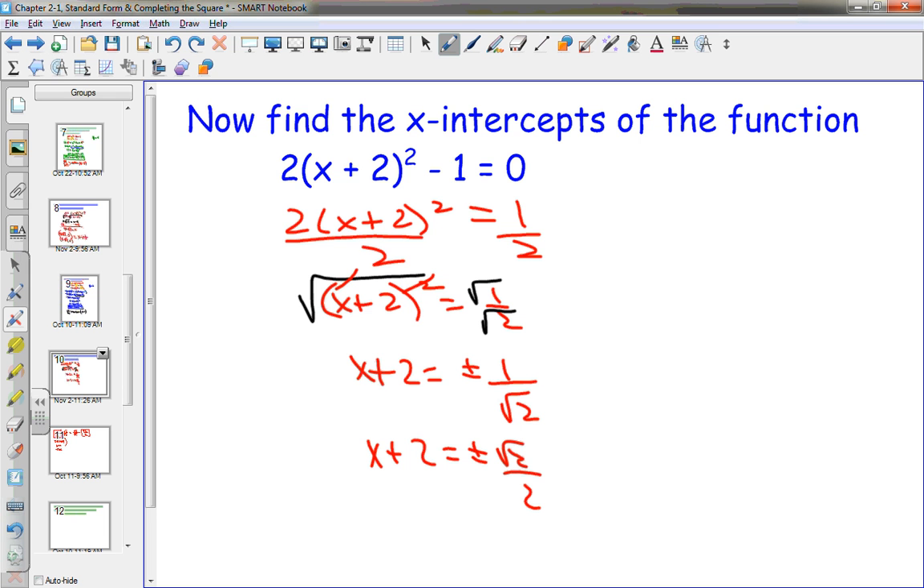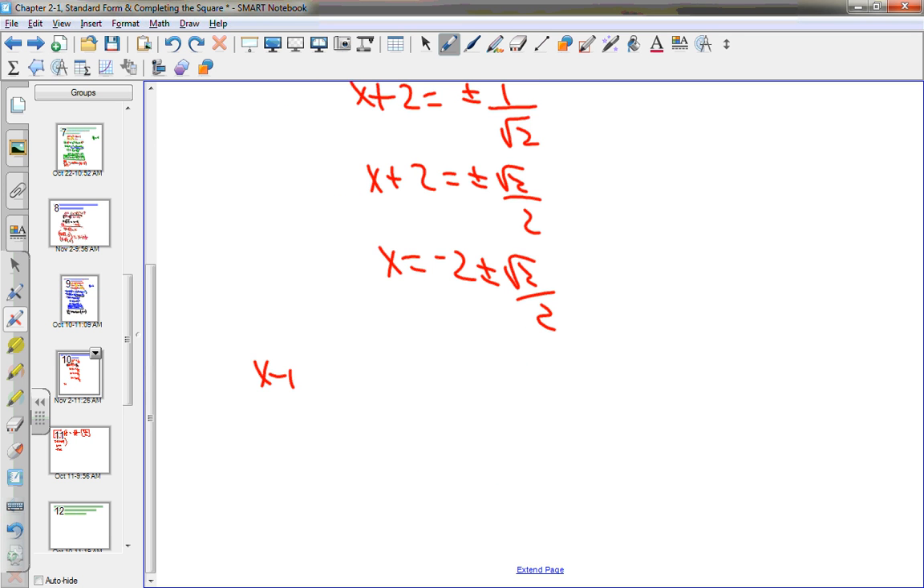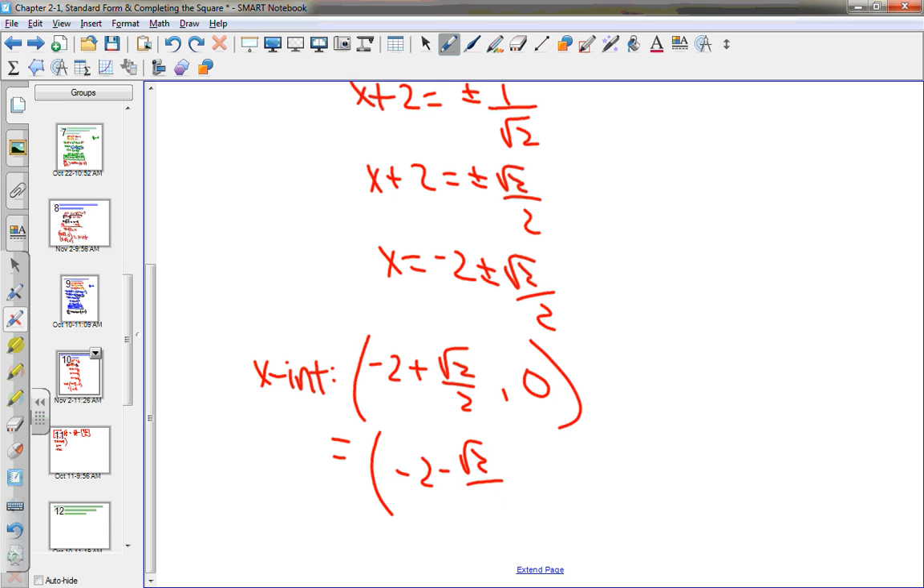Okay, so we have x plus 2 equals plus or minus the square root of 2 over 2. X is equal to negative 2 plus or minus the square root of 2 over 2. And we now have our x-intercept. I'm running out of time. Negative 2 plus the square root of 2 over 2, comma 0. And negative 2 minus the square root of 2 over 2, comma 0.